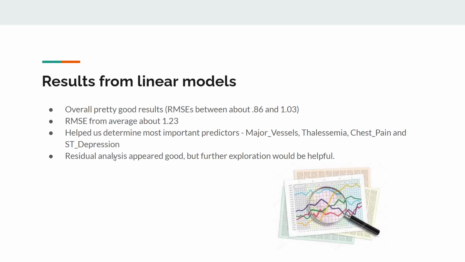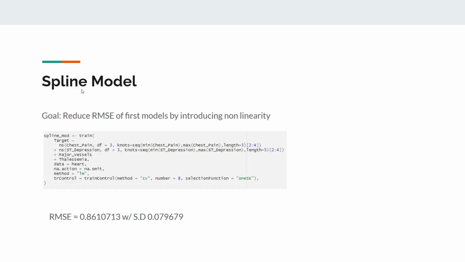And then the residual analysis, once again, I was sort of unclear about it, so maybe a bit more further exploration would be helpful there, see if it really is linear, and we'll get into that a little bit here when we look at nonlinear models. So first off, the spline model. We maybe want to see if we could reduce the RMSE of our first models by introducing nonlinearity. So we do that on chest pain and ST depression. And we get an RMSE of about 0.86 with a standard deviation of about 0.08, which is quite a bit better than before, but the RMSE is about the same.